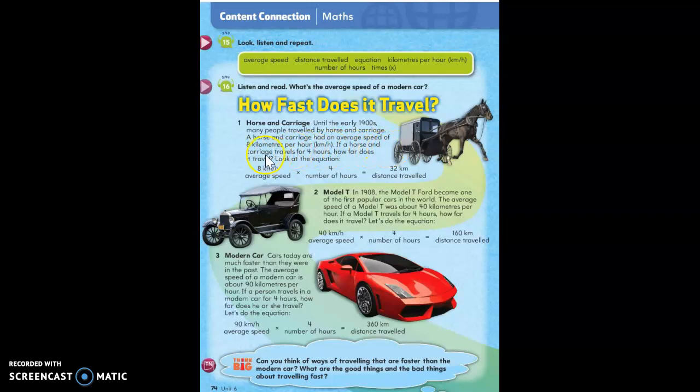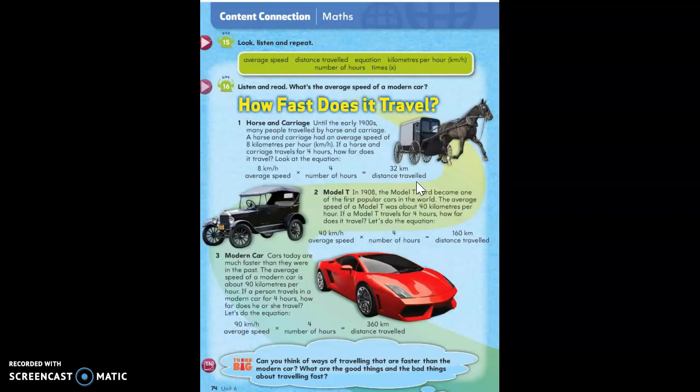If a horse and carriage travels for 4 hours, how far does it travel? 8 kilometres is the average speed, times multiplied by 4, the number of hours. 8 times 4 makes 32 kilometres is the distance travelled. Okay, so in 4 hours it could travel from Karate to Milan and back again. It would take 4 hours, so it would take a very good half a day.